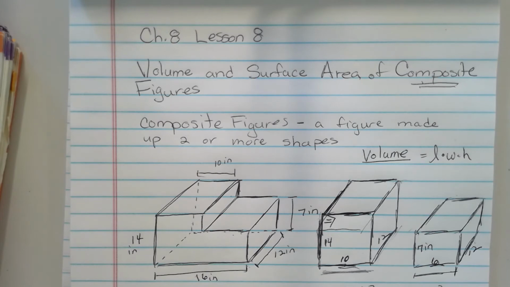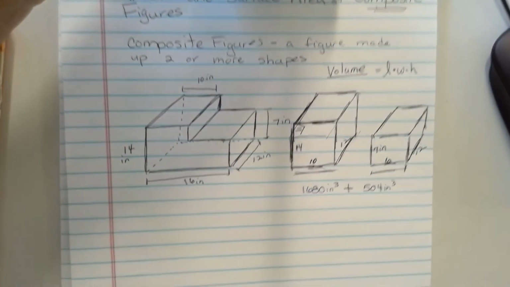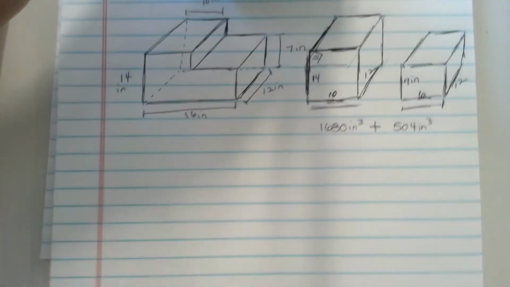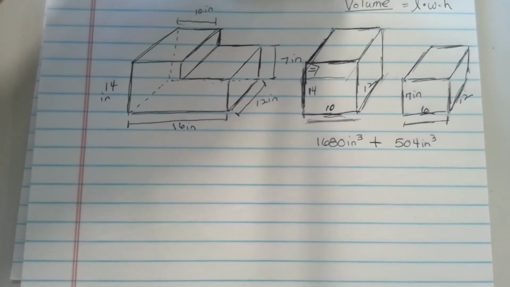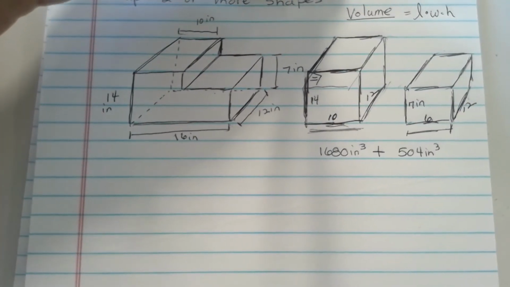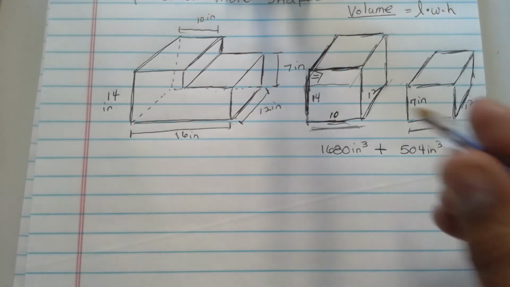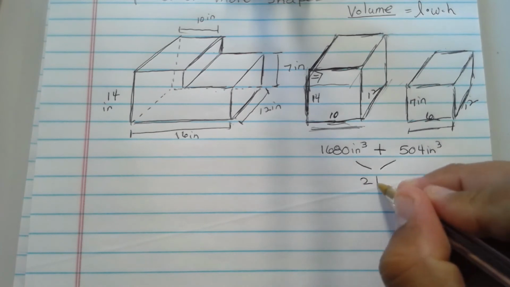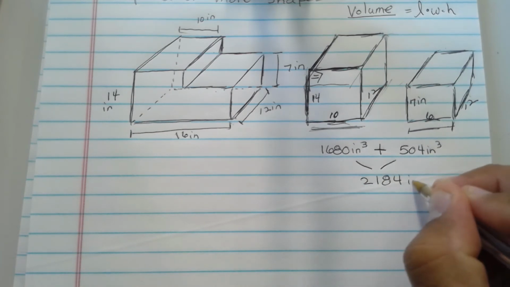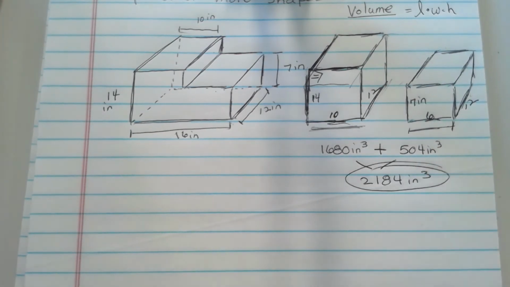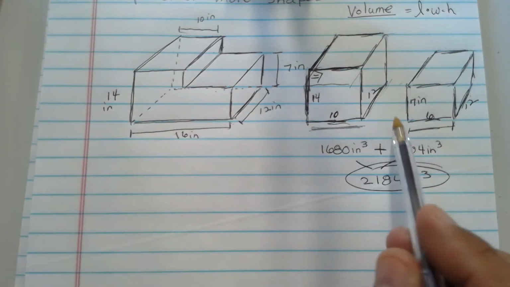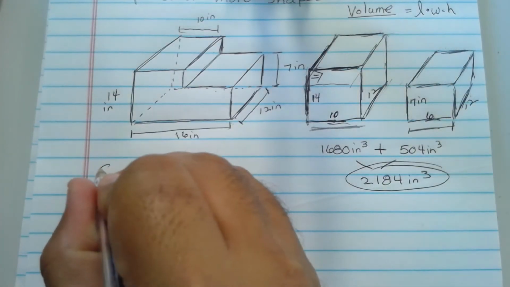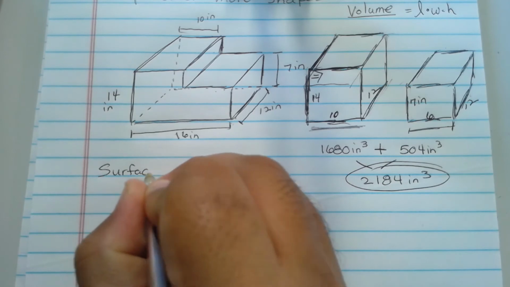What's 7 times 12? 504. So I'll scroll down a little bit real quick. Let's finish this off because we're still finding the volume here. When we combine these two numbers, we get 2,184 cubic inches. Now, notice how much easier it was to separate the two figures. We're going to do the same thing now. We just did volume. We're going to go ahead and do surface area.